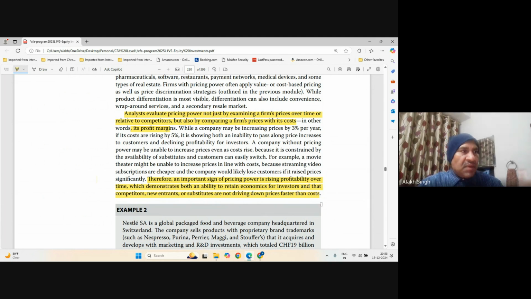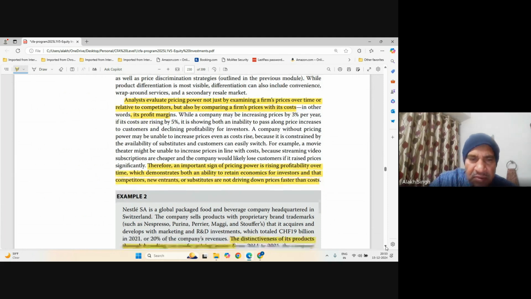But what will competitors do? They will drive down the price. So what? The cost has fallen more, and still my profit is increasing. In that case, that is a kind of monopoly power, or the firm is the market leader.